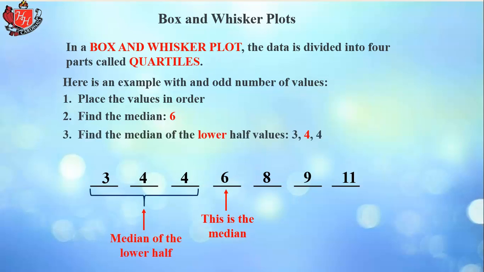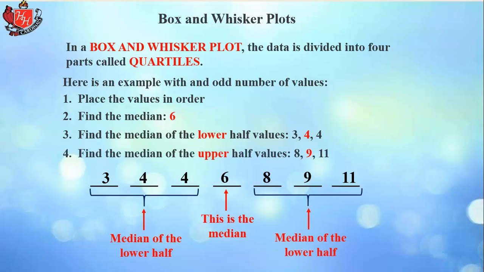Then you find the median of the lower half values. So in this case, the lower half is 3, 4, and 4. So the median there is that middle 4. Find the median of the upper half of values, 8, 9, and 11. The median value there is 9.